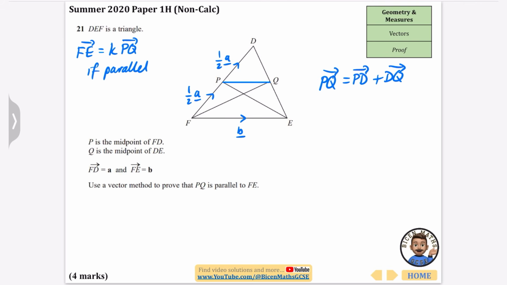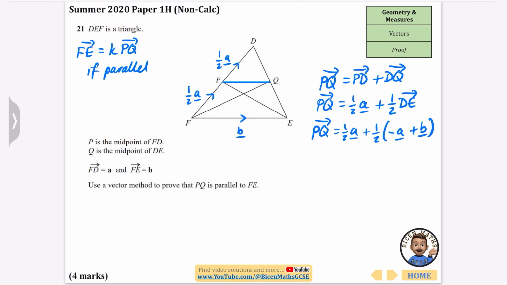Okay, well the PD part is easy because that's just a half A. So that means that it is just going to be a half A. But DQ is a half of DE. So PQ is a half A plus a half of DE. Now DE is minus A plus B, which is a half A minus a half A plus a half B. The half A and the minus half A cancel, and we just get that PQ is equal to a half B.